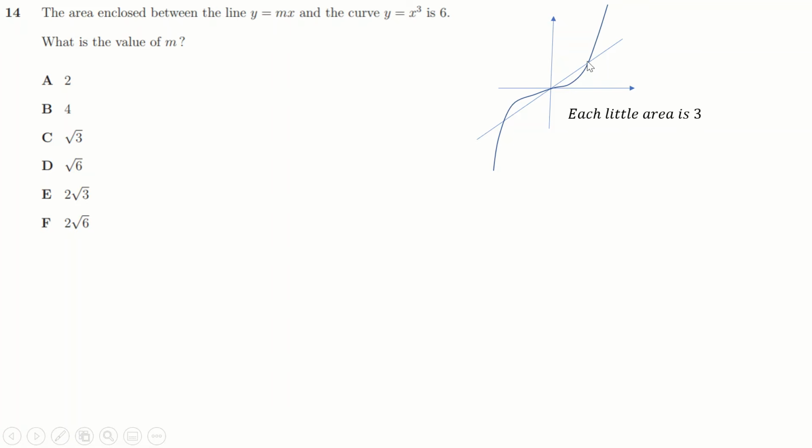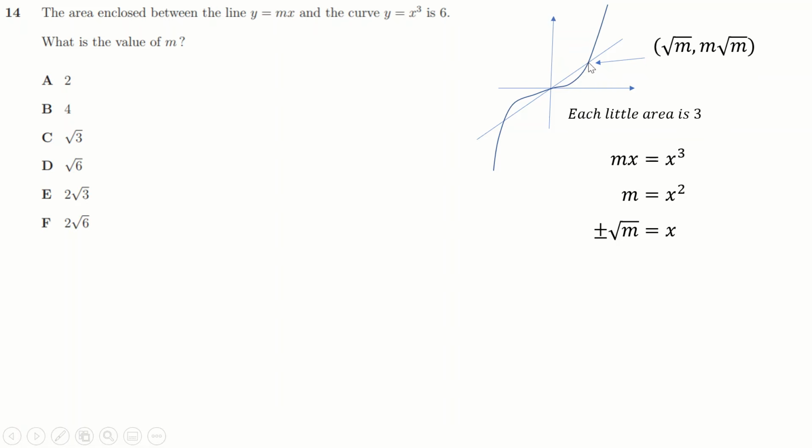Now, what's the intersection point? Well, that's just when mx equals x cubed. Now, of course, there's the trivial solution of 0, so I can get rid of one of the x's. Now, of course, I can square root, and I'm finding that my intersection point is when x is root m or minus root m. Of course, it's symmetrical, which means this point here is the point when x is root m. And what's y? Well, y is just m times root m, which is m root m. So this is the point, root m, m root m.